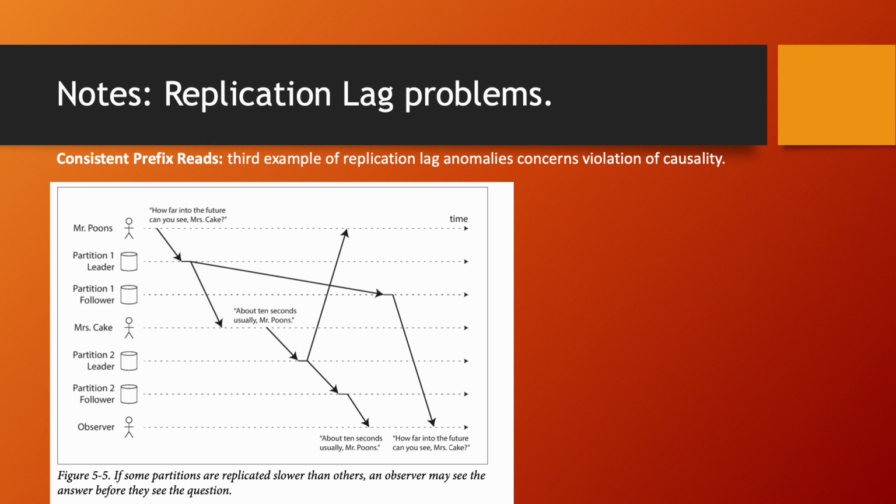Now, if some partitions are replicated slower than others, an observer may see the answers before they see the question, and that brings us to the third replication lag problem, which is consistent prefix reads. The third example of replication lag anomalies concerns violation of causality.